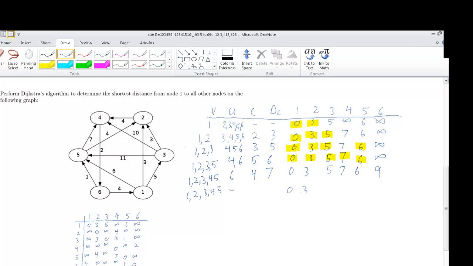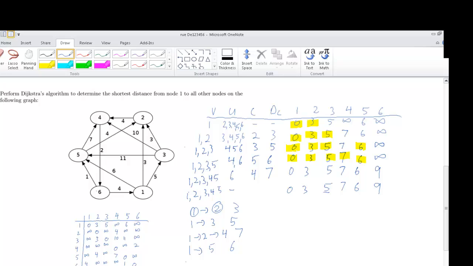And our distances are 0, 3, 5, 7, 6, 9. What that means is that the shortest distance to go from 1 to 2 is 3. Or we can go from 1 to 3 with the shortest distance being 5. Or we can go from 1 to 2 to 4, shortest distance being 7. Or we can go directly from 1 to 5 with the shortest distance being 6.